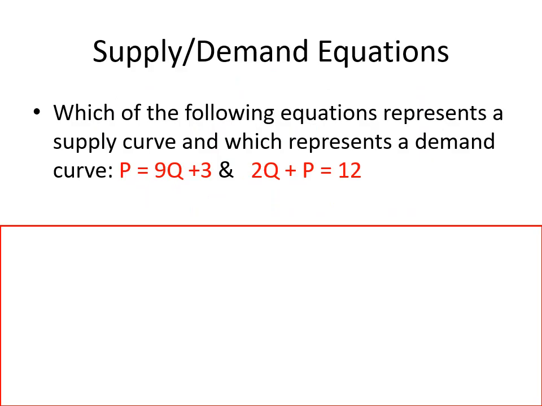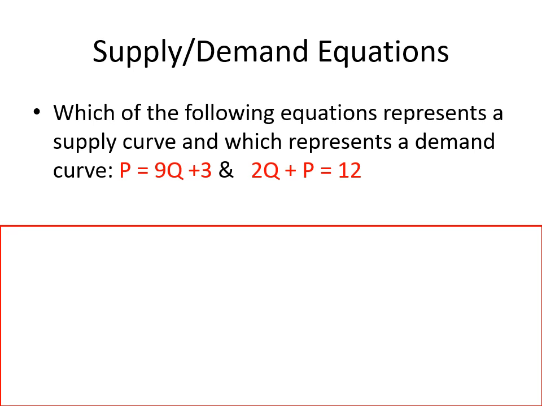All right, so to kick things off, I have two equations for you. One is P equals 9Q plus 3, and the other is 2Q plus P equals 12. One of these is a supply curve, and the other is a demand curve. I'm asking you, which one is which? Which one of these is a supply curve, and which is a demand curve?